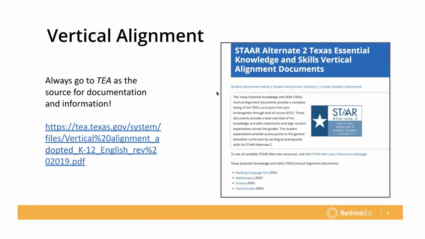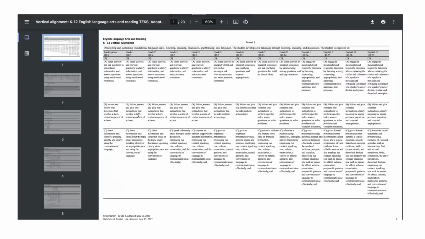Looking for references or more information on vertical alignment? Well, we always want to reference TEA as the source. I'm going to go ahead and click. I think it's important to see just a quick snapshot of what that vertical alignment looks like. So from the TEA resource section, this is showing you a specific standard and how it builds from kindergarten all the way through English 4. So you'll see that it's going to evolve, building and adjusting across the board.